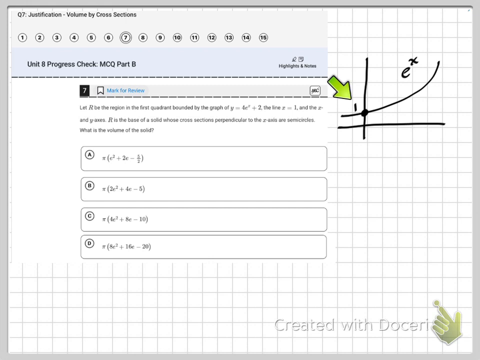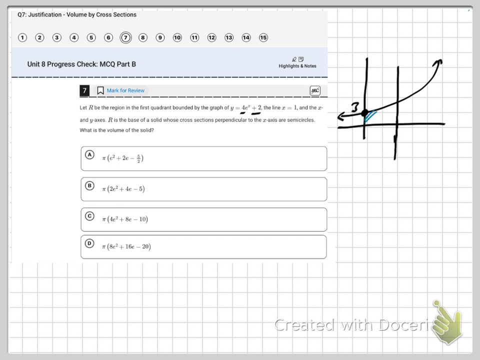It crosses the y-axis at 1, which y'all probably knew, right? Now, this plus 2 means it's not going to be a 1 anymore. It's going to be a 3. The 4 multiplying the e to the x just makes the function steeper. So I'm not going to change my picture. I think it's fine. Okay, and then we have our x equals 1 line.